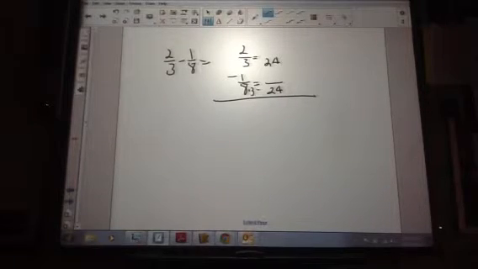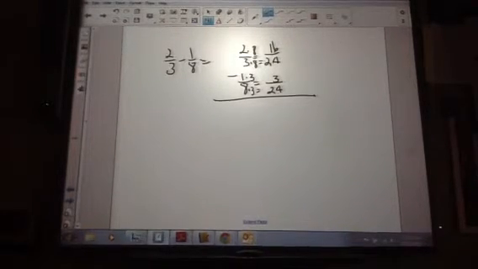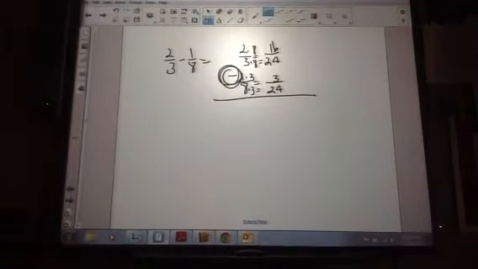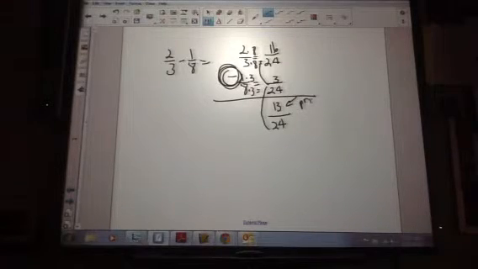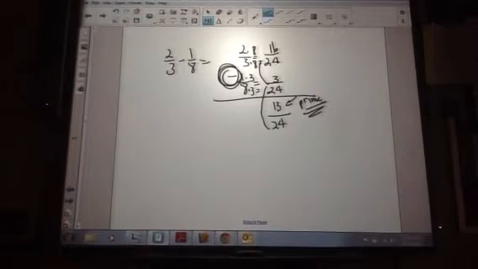8 times 3 equals 24. 1 times 3 equals 3. 3 times 8 equals 24, and 2 times 8 equals 16. And then I've got to look over here and make sure I know what operation I'm doing. I'm subtracting. So 16 minus 3 is 13, and then I keep the denominator, so 13/24. And 13 is a prime number, so I know that I cannot do anything else with that.